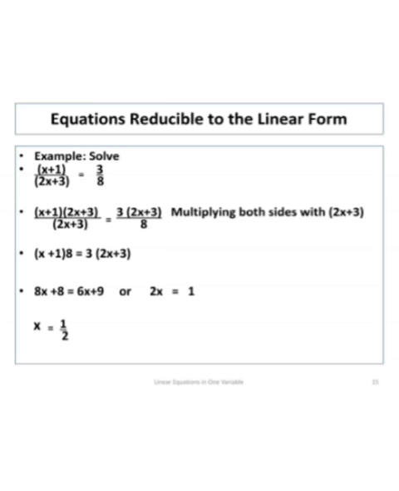Coming to the next example, where we are talking about the equations reducible to the linear form. How can we reduce it to the linear form? x plus 1 upon 2x plus 3 is equal to 3 upon 8. Here we are multiplying both the sides by the denominator of the left hand side, that is 2x plus 3.